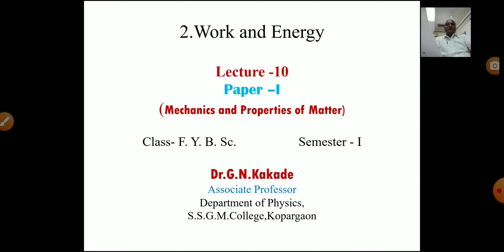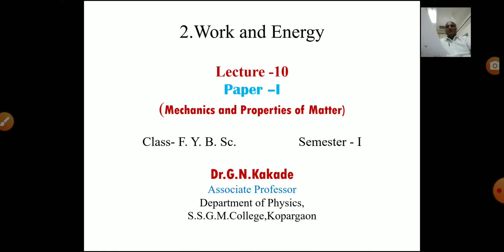Now on the second chapter, work and energy, this is my next lecture, and in this lecture we are going to derive the formula for work done by a varying force, also known as a spring force, which means work done by spring force. Now in the last lecture we derived the formula for work done when the force is constant.